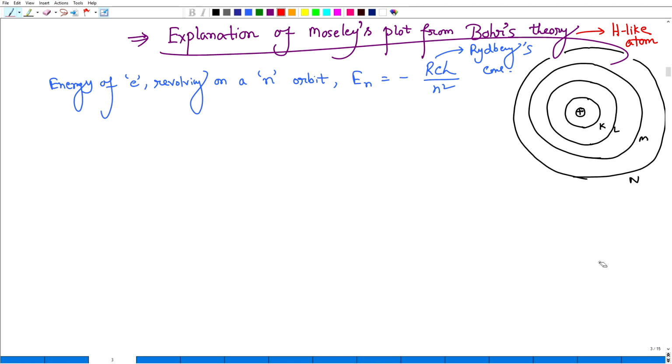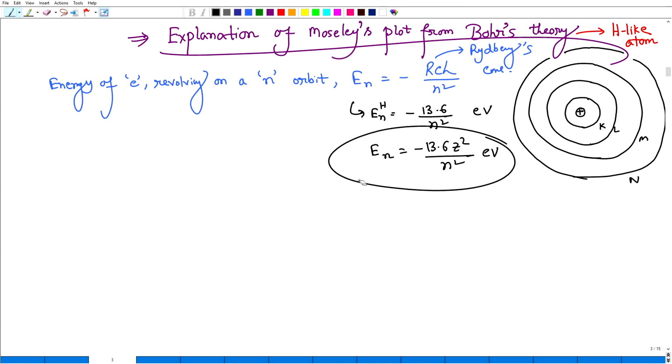Now, specifically for the hydrogen atom, this will be n square electron volt, or for any atom it's this. So this is our formula, we know. So you can say we can directly apply this, because we have to ultimately find out the k alpha, right?